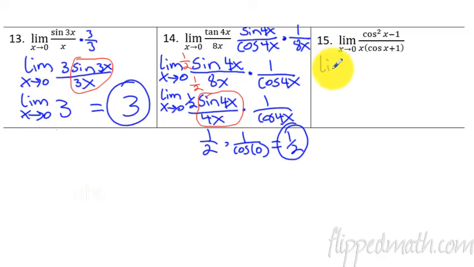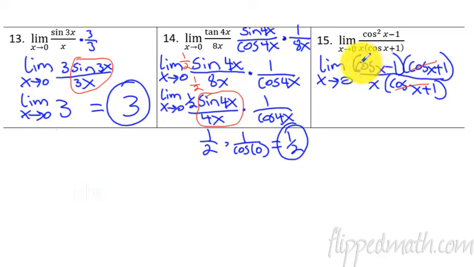All right, 15. This one's actually a lot easier than it looks. It is just factoring. This is the difference of squares, the difference of two perfect squares. So we go cosine x minus 1 times cosine x plus 1, and then that's all over x times cosine x plus 1, and now you can see what cancels. Nice and pretty. Cancel, cancel. All you have left is cosine x minus 1 over x, and ding, ding, ding.